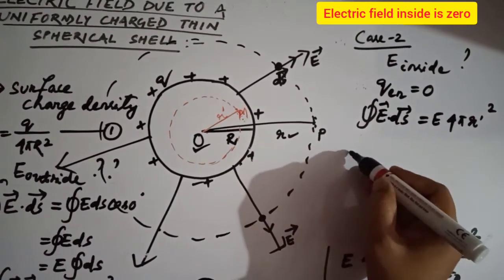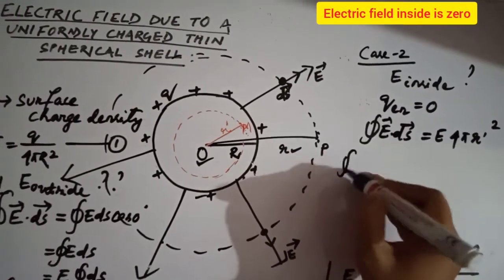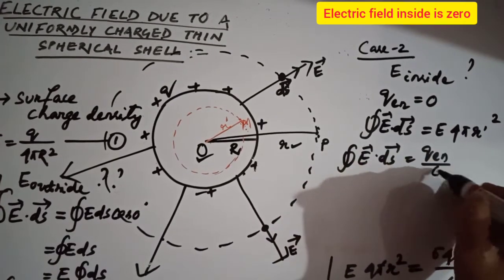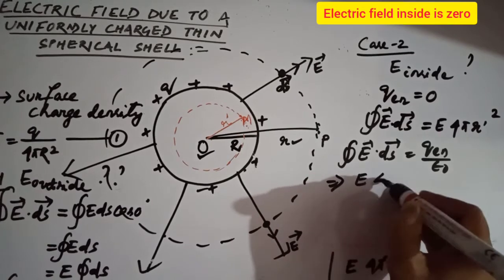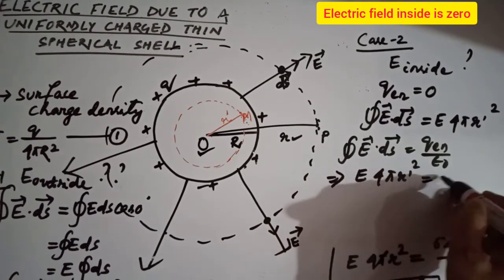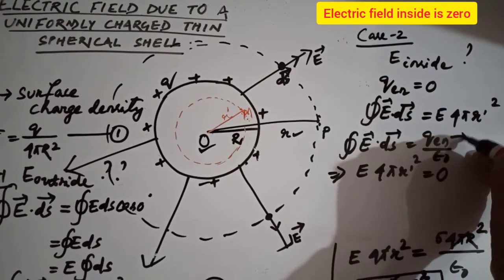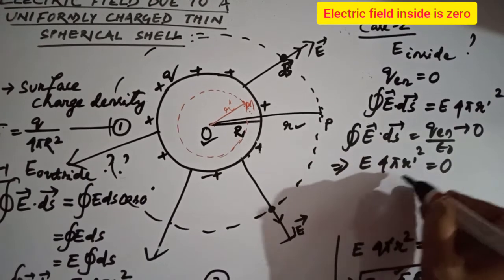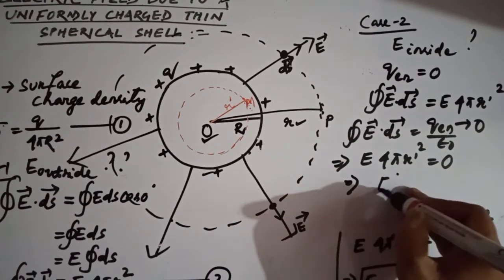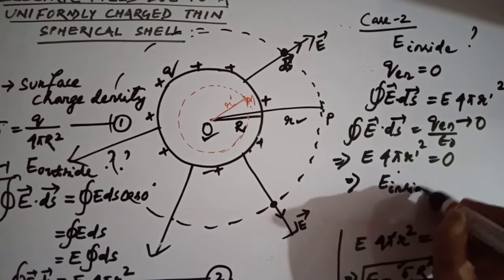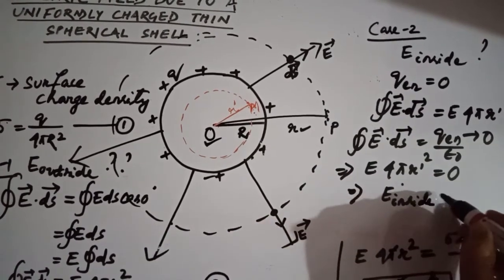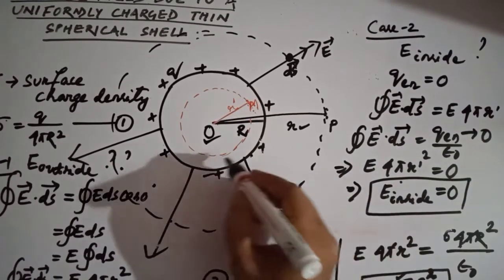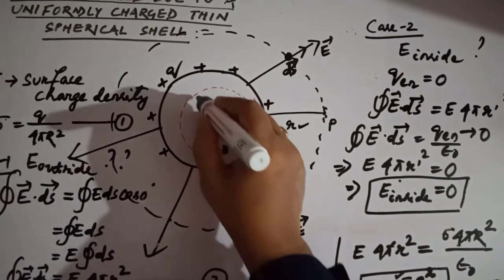If Gauss law is used, we have integration of E dot ds is equal to Q enclosed by epsilon naught. This implies E into 4 pi r dash square is equal to 0, because Q enclosed is equal to 0. Since 4 pi r dash square is the area, it cannot be 0. So this implies E is equal to 0. That means E inside the spherical shell is equal to 0. So inside the spherical shell, at every point, E is equal to 0.